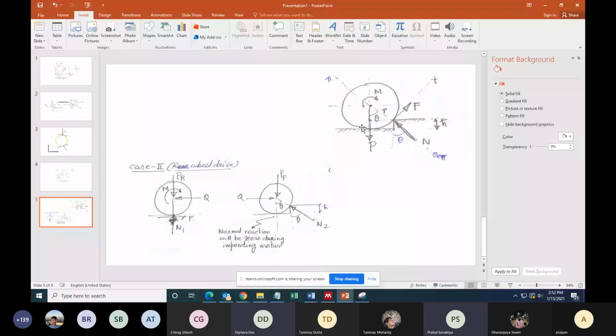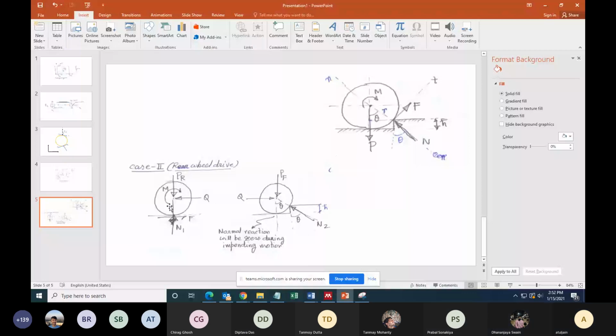Sir, one more thing. How can we say that the Q will be applied at the center of the wheel? Otherwise, this body will not be in a state of equilibrium. This has to be a three-force member. Two forces are passing through the center. Q has to pass through the center. Sir, what is Q? Q is the push that the front wheel is getting due to torque applied at the rear wheel.